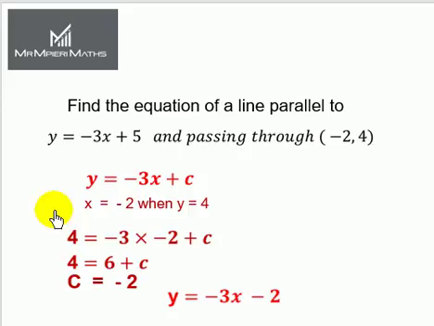Okay, so the equation of a line parallel to this has to start with minus 3x plus c. To find c, we need to make use of this coordinate. When x is minus 2, y is 4. Substitute that here. Then 4 equals minus 3 times minus 2, because x is minus 2, plus c. Now that gives you 6. So 4 equals 6 plus c. Then c has to be minus 2, because 4 minus 6 is minus 2. So the equation we are looking for is y equals minus 3x minus 2. This is the particular equation that is parallel to this line, but passes through this point.